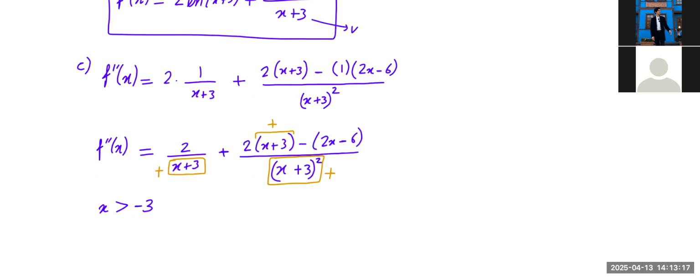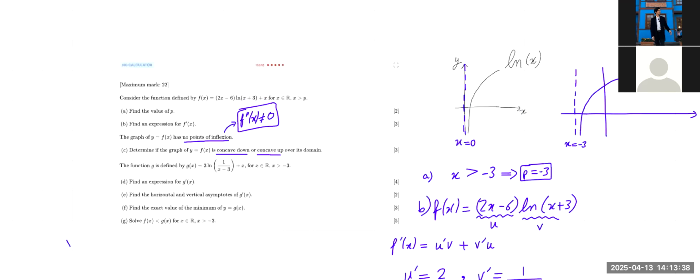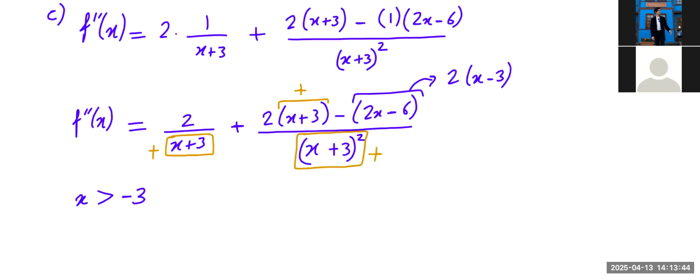Hmm, okay, wait, I have an idea. Let's take this guy and factor out a 2. So if I take a 2 out, this is what I have. Okay, so it looks like there's a boundary point.